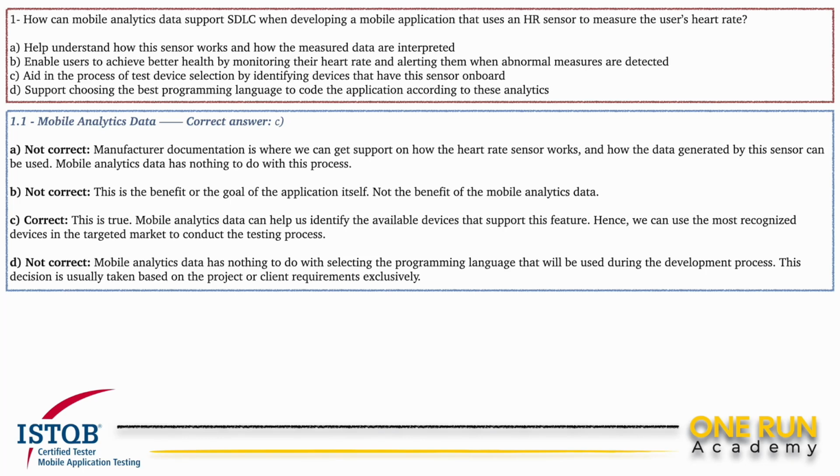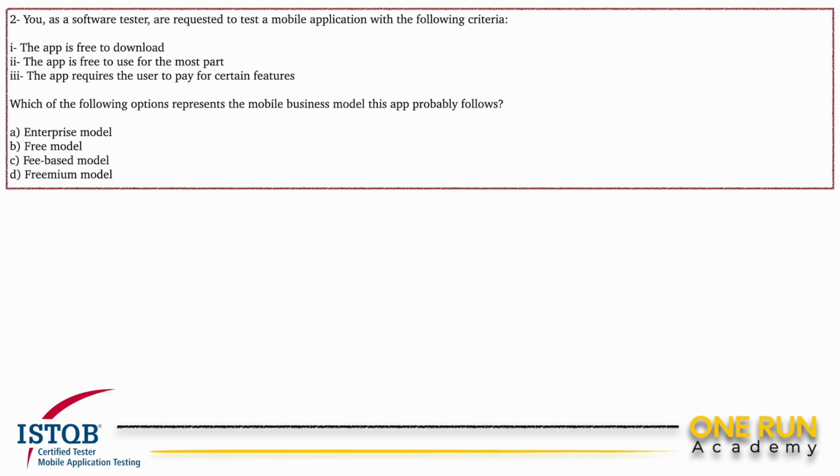Now, let's shift our focus to the second question, which says, you as a software tester are requested to test a mobile application with the following criteria. 1. The app is free to download. 2. The app is free to use for the most part. 3. The app requires the user to pay for certain features. Which of the following options represents the mobile business model this app probably follows?